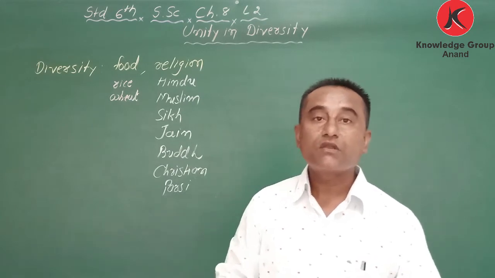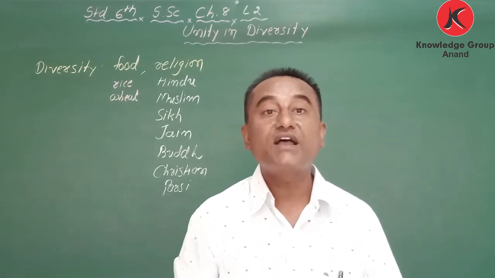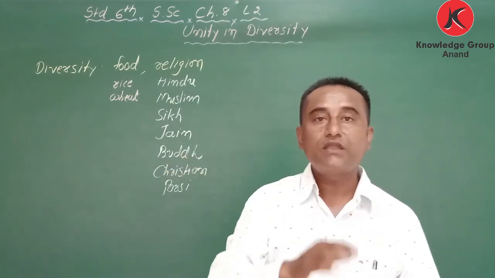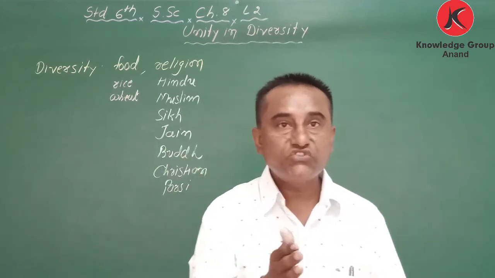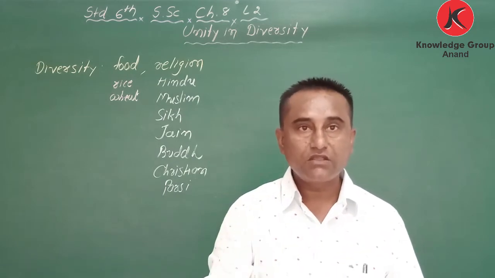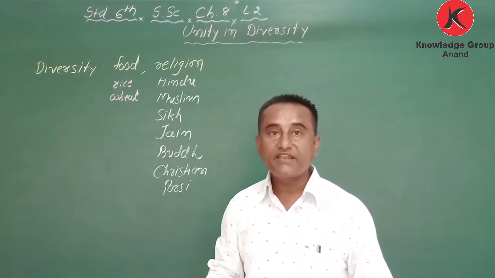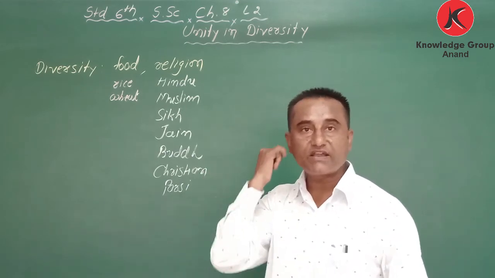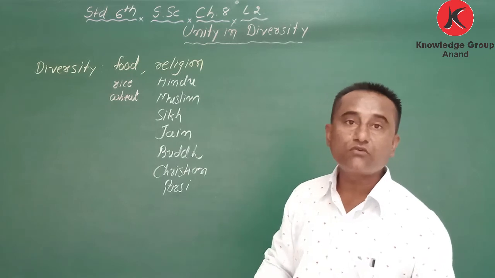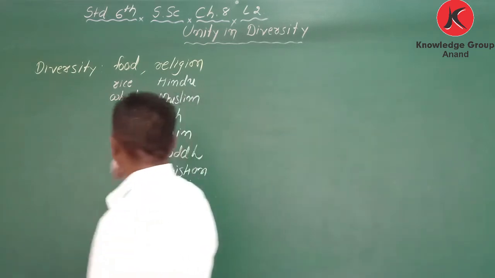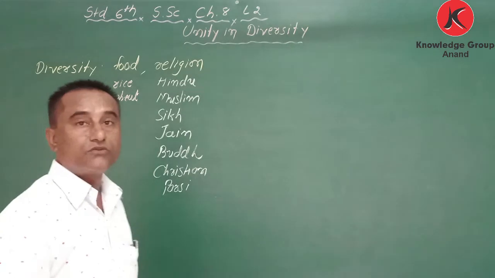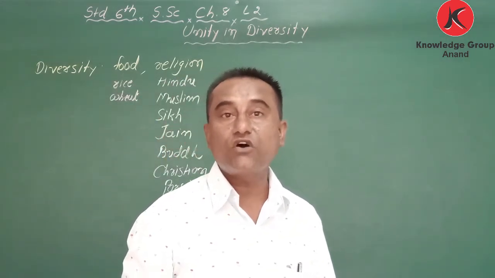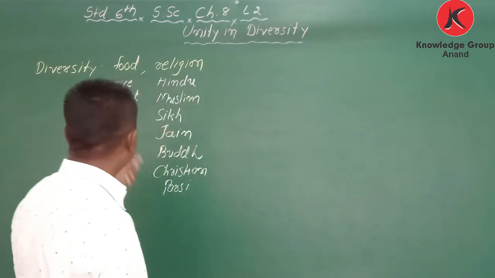Because in Punjab we have 5 rivers. The word is Panch plus Ab. Panch means 5 and Ab means water. So in Punjab we have many rivers, and because of that wheat is grown more. That's why it is called the wheat bowl. When we visit Punjab, the lassi of Punjab is also very famous.